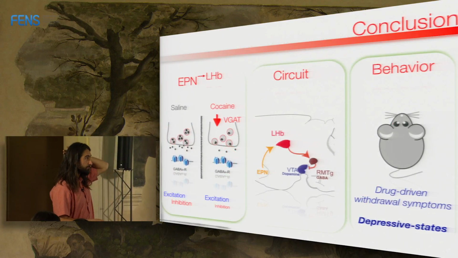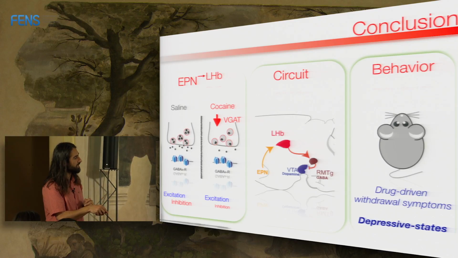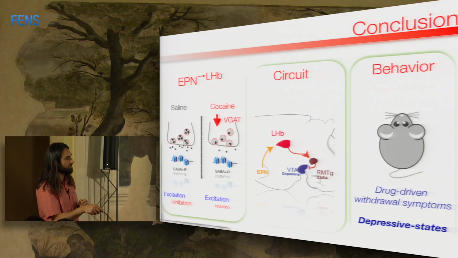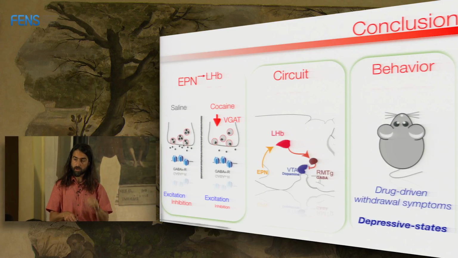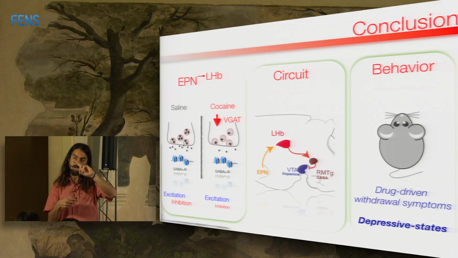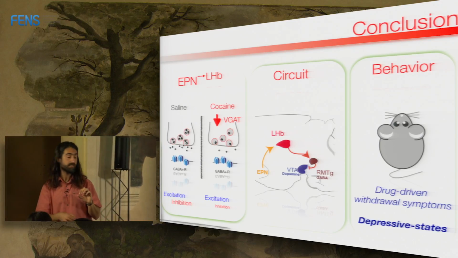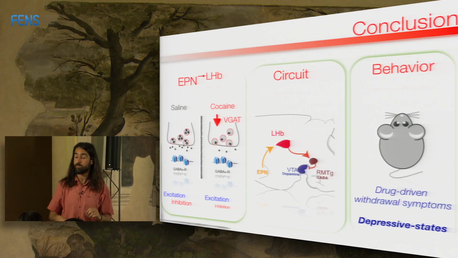So, in other words, what I hope I convinced you of is that cocaine can not only modulate this balance between excitation and inhibition at these EPN-LHb synapses, but that this has an impact on a very precise circuit downstream, mainly on GABA neurons in the midbrain. And that altogether this seems to code for depressive negative symptoms during drug withdrawal and to establish a connection at the cellular and circuit level between depressive-like states and reinstatement or relapse.